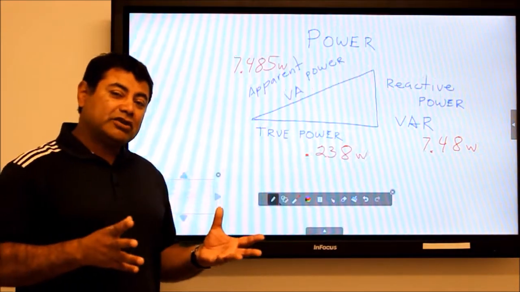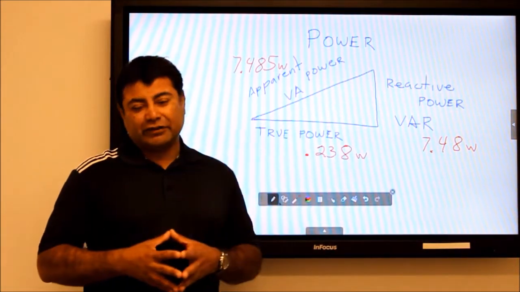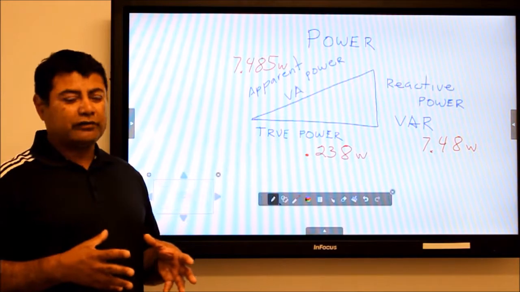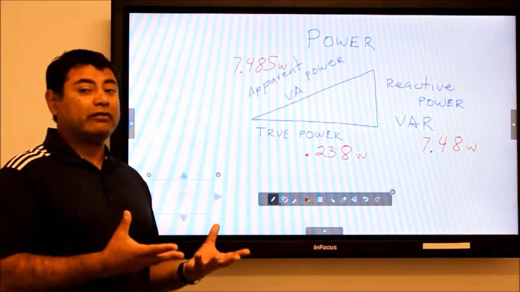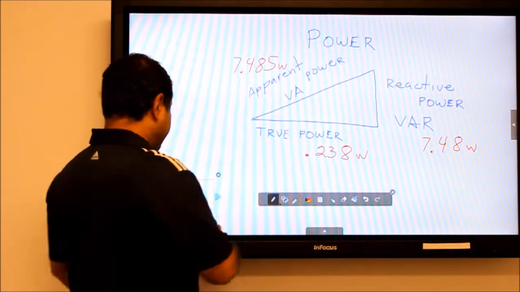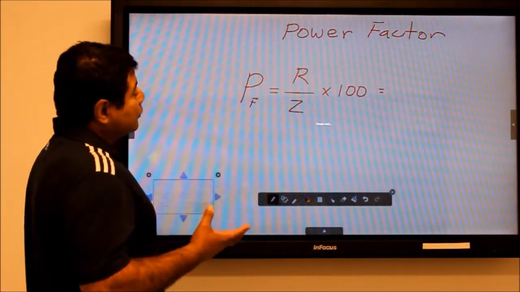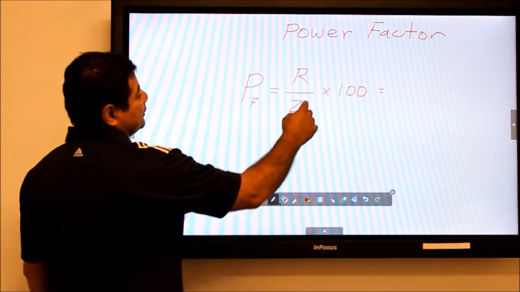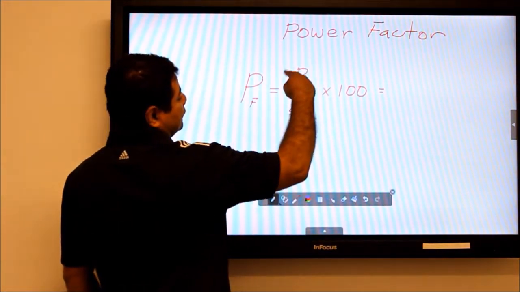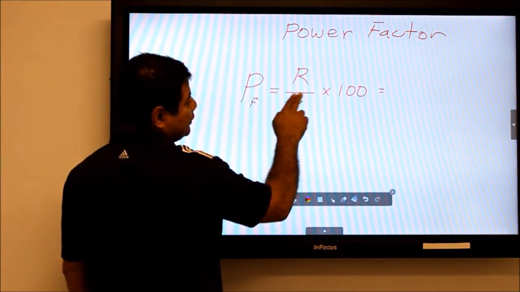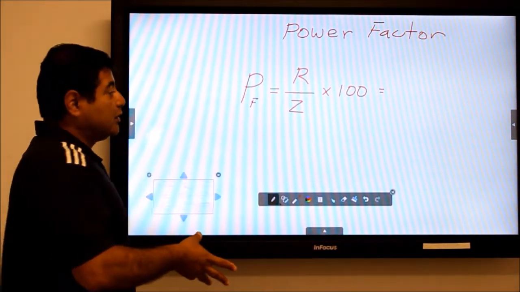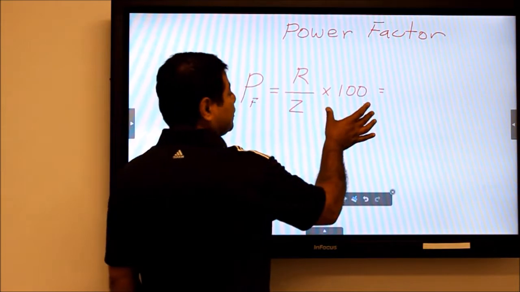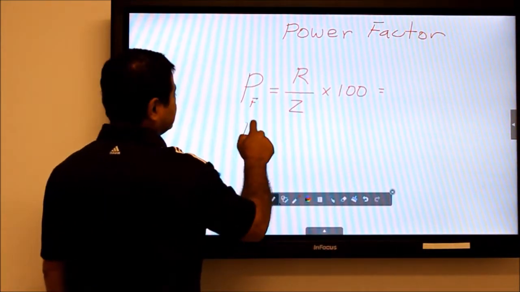The last calculation that we do is the power factor. And the power factor gives you an idea of how efficient your circuit is. So of course you want a high power factor. So let's calculate that. In order to calculate the power factor, you get the resistance of your resistor, and you divide it by the impedance of the overall circuit. And once you get that fraction, you just multiply by 100, and that gives you a percentage.